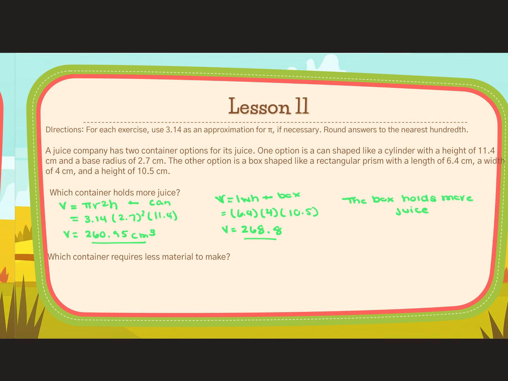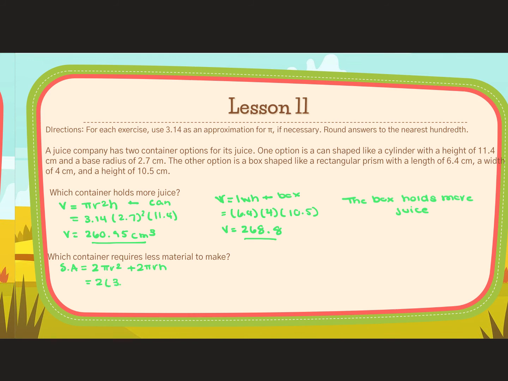When we're looking at this in terms of material to make it, we're going to look at the surface area of a can. That's the same as the surface area of a cylinder. So we have 2 pi r squared plus 2 pi rh. All right, so again, it gives us the information that we need to know.